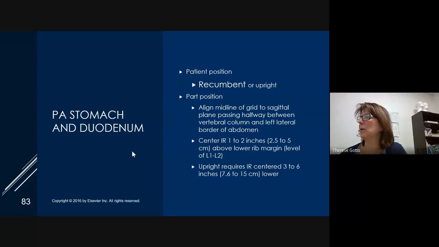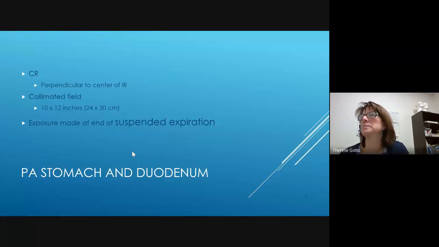Upright requires the IR to be centered 3 to 6 inches lower. That's just a note to know that people's stomachs drop down when they're upright, so you're going to lower your center point. The central ray is perpendicular, no angle. We're still using a 10 by 12, and everything is made at the end of suspended expiration.